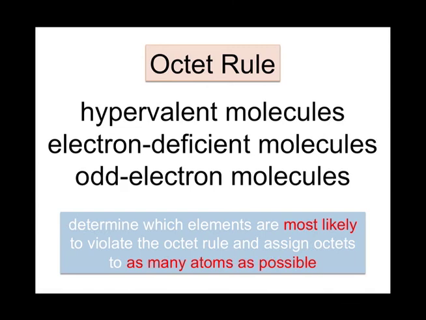So drawing structures that violate the octet rule is just about knowing which elements are most likely to produce electron-deficient or hypervalent structures, and trying to assign an octet to as many atoms as possible. And now we know how to draw many different Lewis structures.